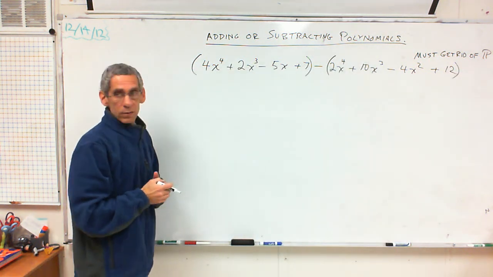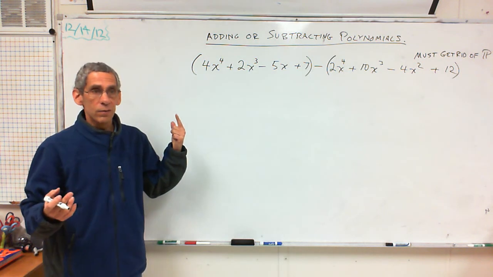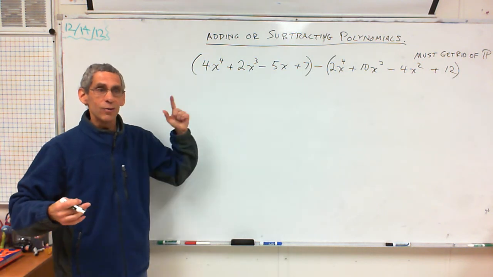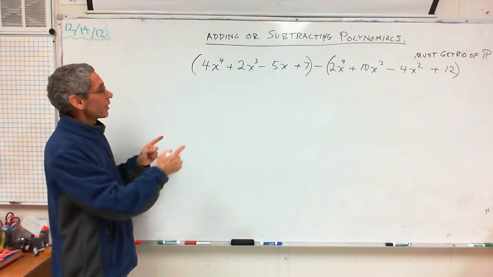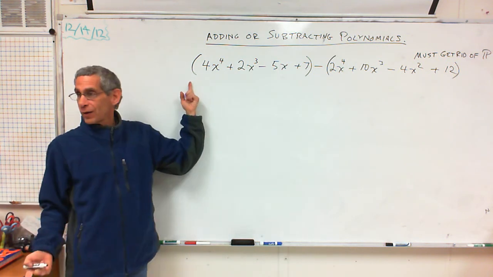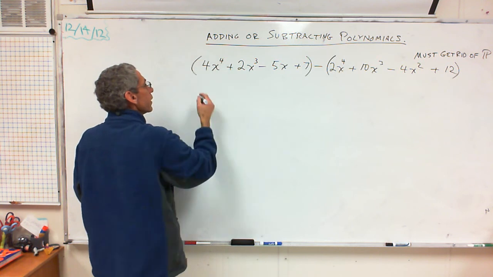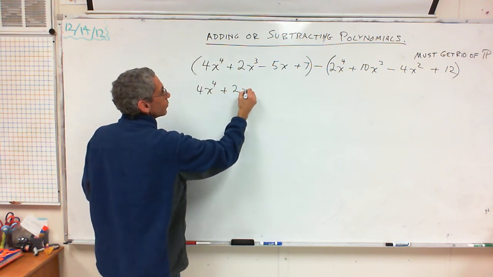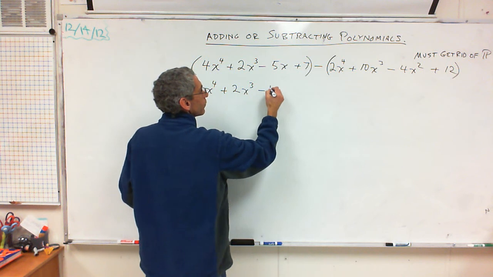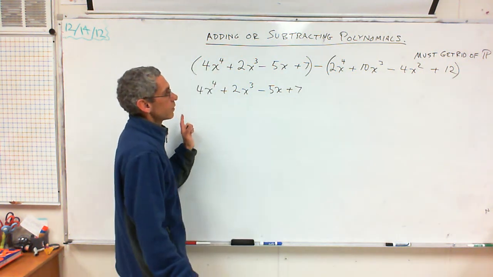Okay. First thing is I must get rid of my parentheses first, right? Just remember, PEMDAS. It always works. Get rid of my parentheses first, right? So do I need these parentheses? No, I don't. I just rewrite it. 4x to the fourth plus 2x cubed minus 5x plus 7. I don't have any parentheses there.